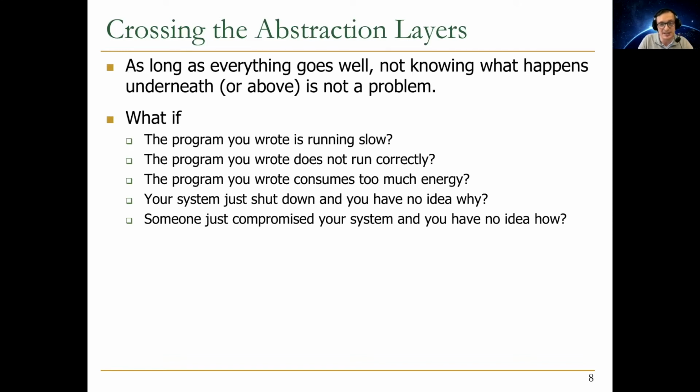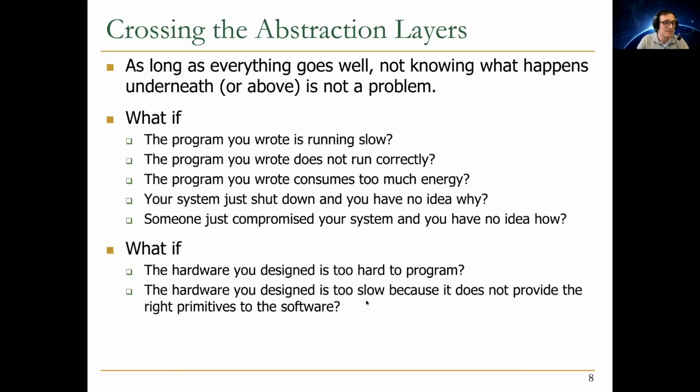But usually it doesn't. Usually there are cases where your program runs slow, even though you said, okay, I did my best as far as my knowledge at this upper layer, and it's still running slow. Sometimes it doesn't run correctly. Sometimes it consumes too much energy, and this becomes a problem, especially in mobile systems, for example, or in the self-driving cars we mentioned yesterday. Sometimes your system shuts down and you have no idea why, and sometimes your system gets compromised and you have no idea how, even though your software is perfectly correct. We talked about Meltdown and Spectre, and we're going to talk a little bit more. Well, if you have these issues, then you may want to know what's going on underneath, or sometimes above also.